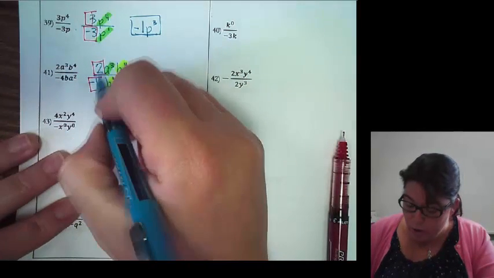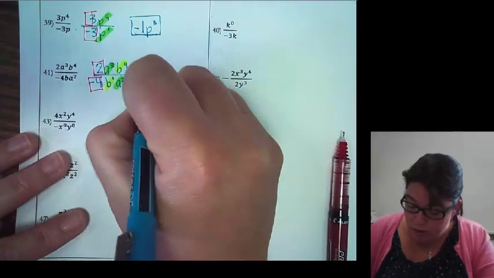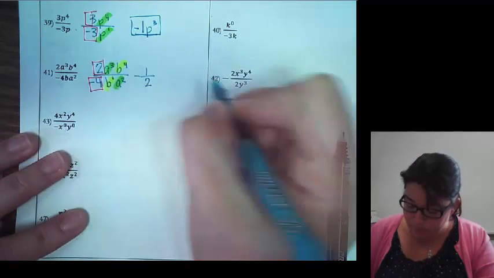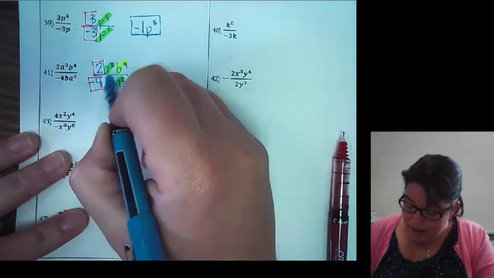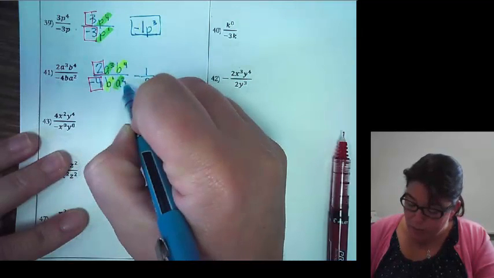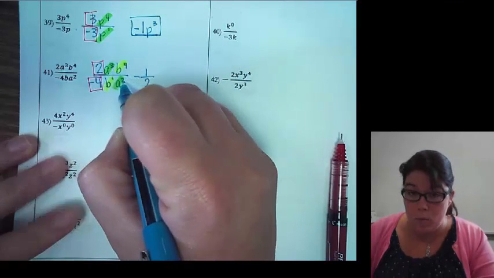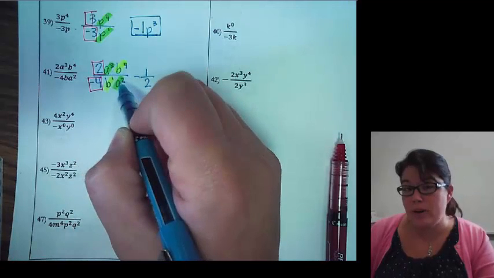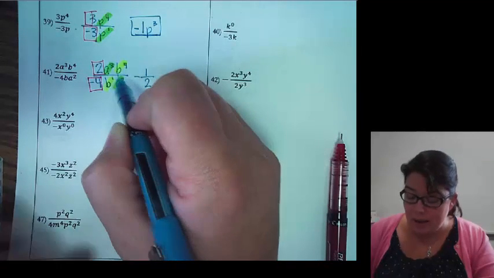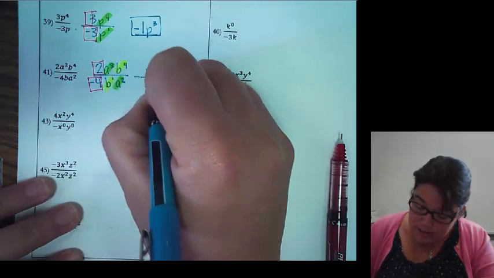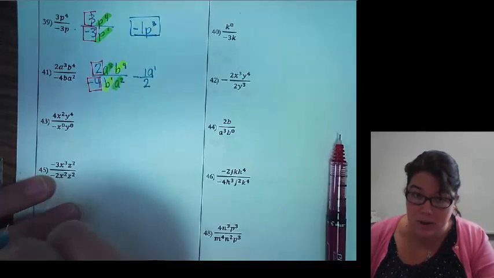So 2/4 can reduce to 1/2, and it's still going to be negative. Then I have a, 3 and 2. Well, 3 minus 2 is 1, so I know that the exponent on a is going to be 1, and I'm going to write it in the top because that's where the bigger exponent was to begin with.